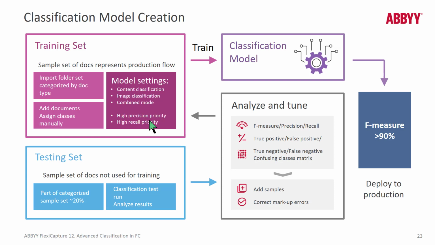And your test set will contain documents that you really should divide into documents that are used for testing and for training. So you want to be able to tell how well your classification module's working just by the results within your classification training batch. So once you train, you can analyze and tune and use our various tools to see what some of the problems are. And to correct those problems, you can add additional samples or correct markup errors.